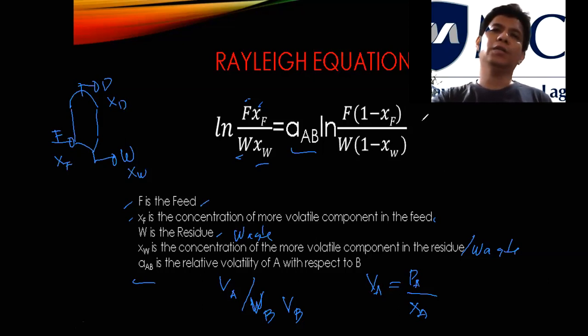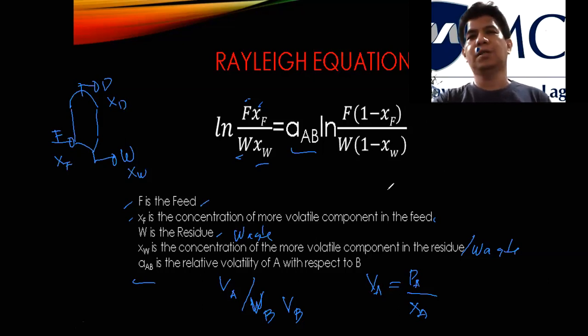So let's try to derive the Rayleigh equation. In the derivation, we will be able to review some of the concepts in physical chemistry, and we're also going to derive some intermediate equations that are generally used for solving distillation problems.